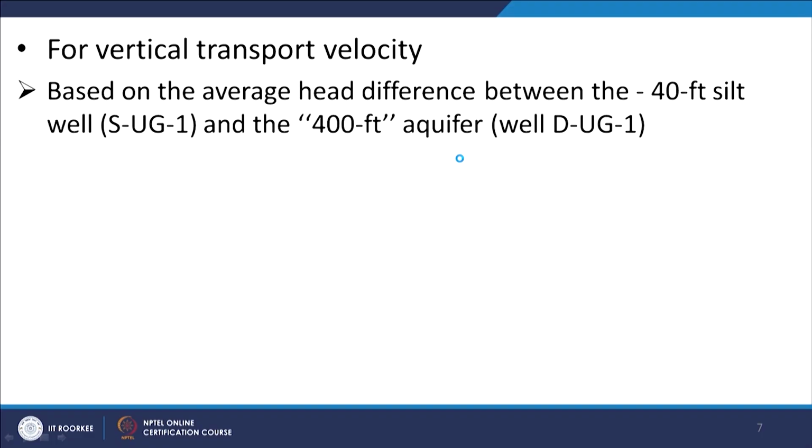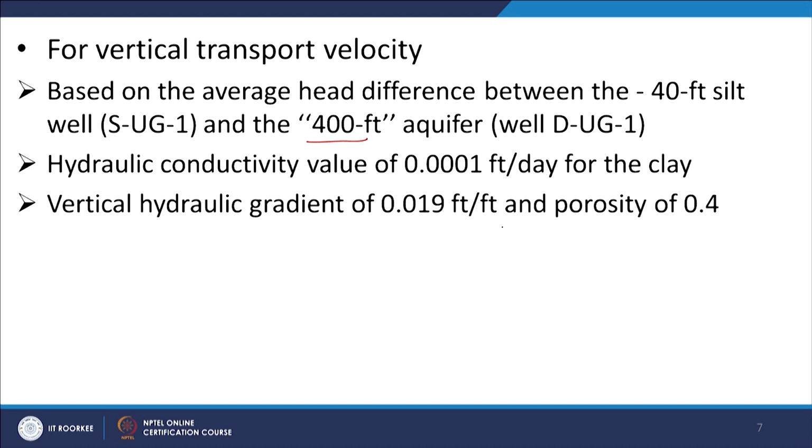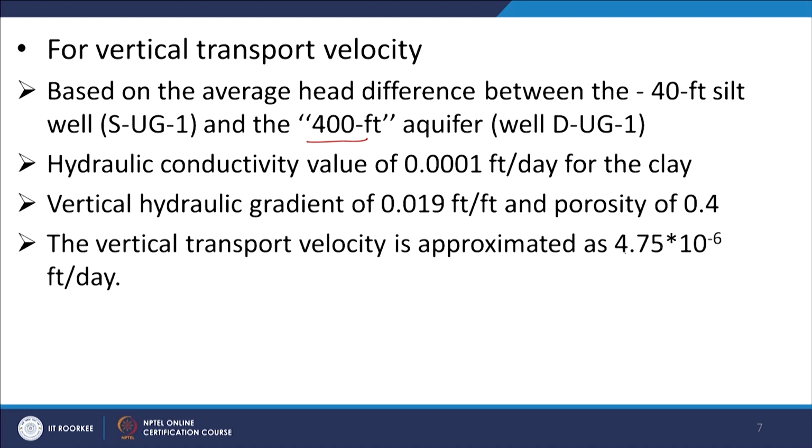And why is that? Because with different heads, the groundwater flow direction is changing, and thus the contaminant will be transported in the other direction. So that's something to keep in mind, the seasonal variations. So for vertical transport too, similarly they looked at two particular wells, and it seems the 400 feet aquifer well, and they looked at hydraulic conductivity and porosity, and then calculated the vertical transport velocity. Obviously, compared to the horizontal transport velocity, the vertical transport velocity is much lesser.